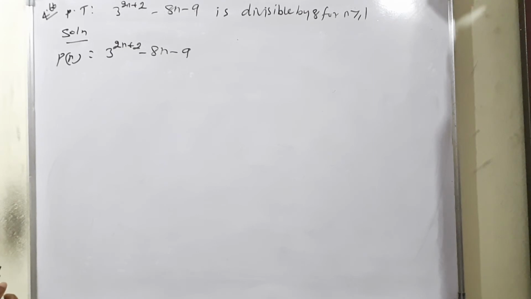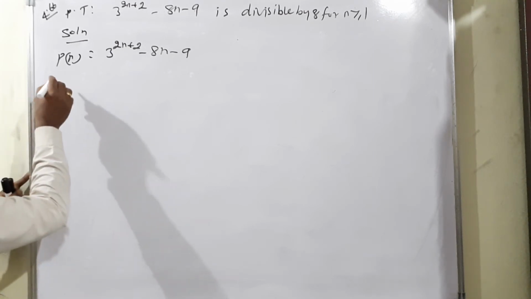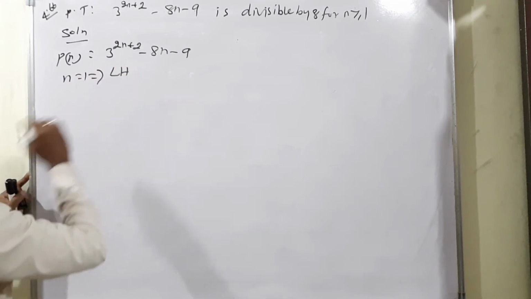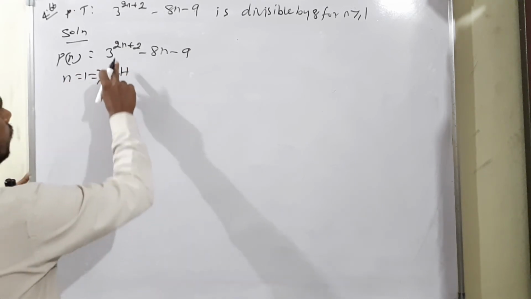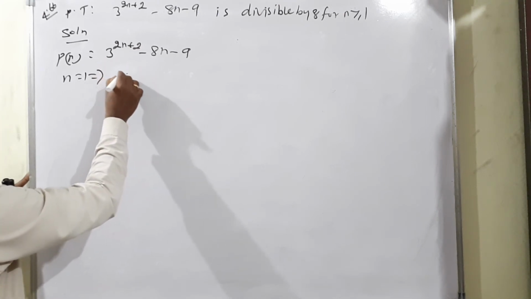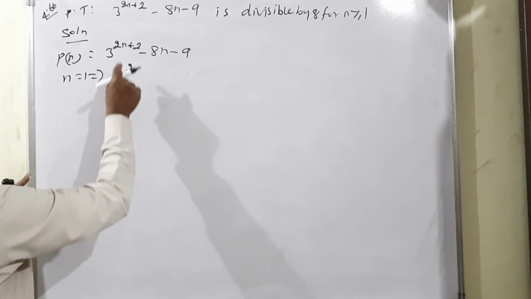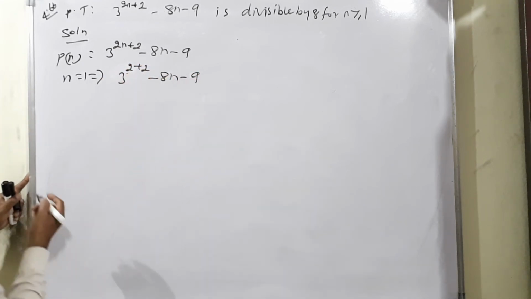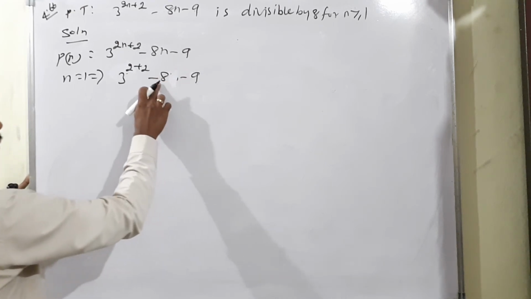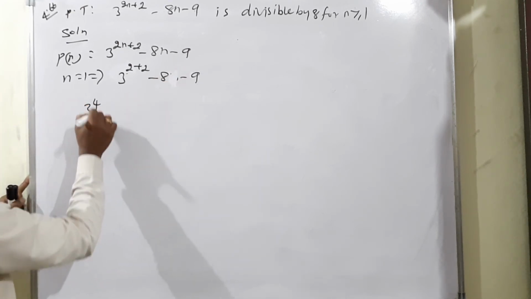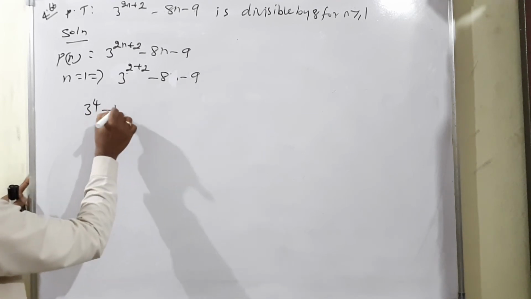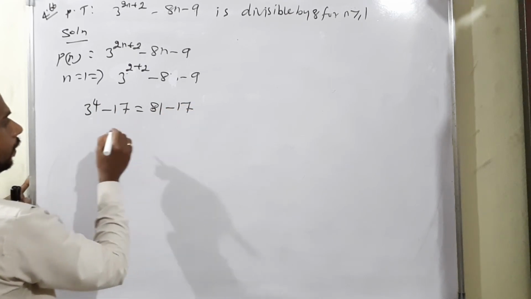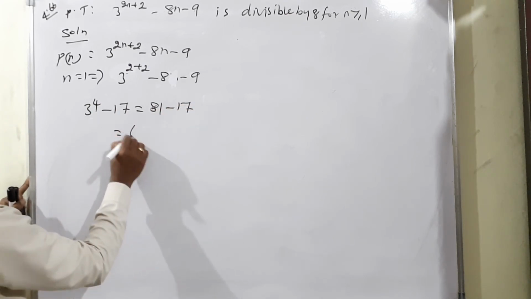Now 3 to the power 2n plus 2. So, first substitute n is equal to 1, what will happen? 3 to the power 2 into 1 means 2, plus 2, minus 8 into 1, which means minus 8, minus 9. Therefore, 3 to the power 4 minus 8 minus 9, which means minus 17. So, 3 to the power 4 means 81, minus 17.